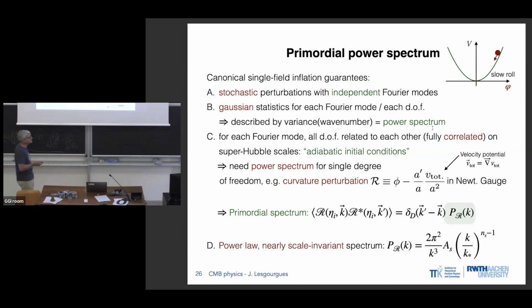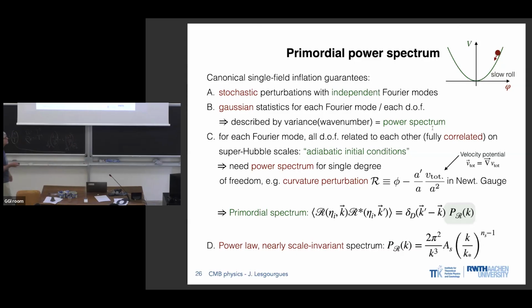The primordial spectrum is a correlation between two Fourier modes of R. There is a star because Fourier modes are always complex, even when the function in real space is real. And the primordial spectrum here shows me that when K and K prime are different, there is no correlation. That's what we expected from the fact that Fourier modes are independent.